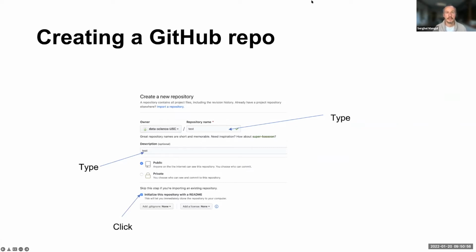Private or public. So it's public or private. And then, initialize this repository with a Readme file. I strongly suggest to click here. Okay, so I think that's it, right? So you are ready to create your first repository.